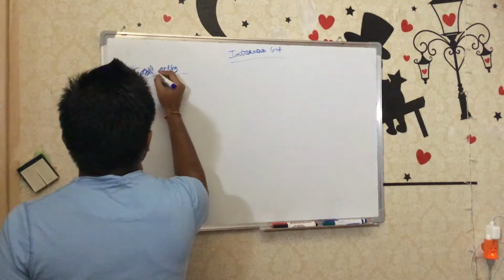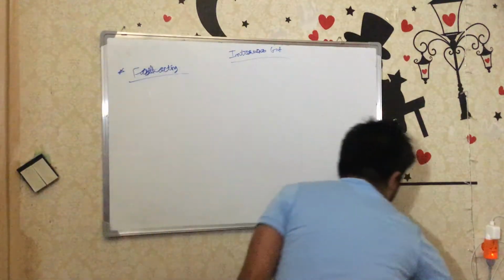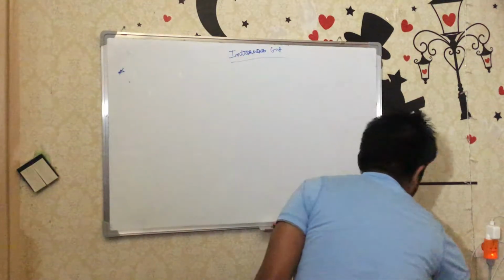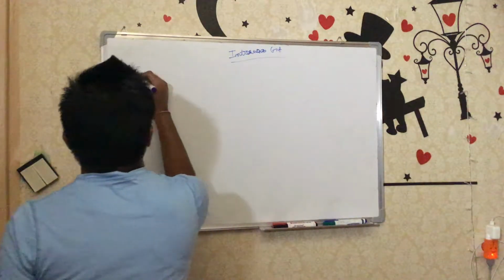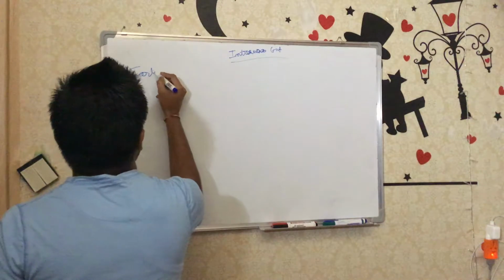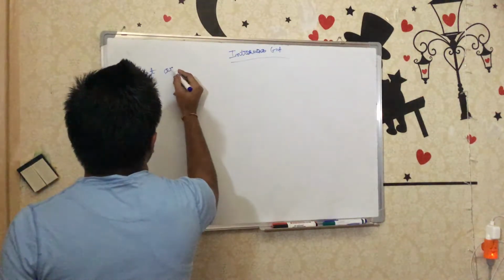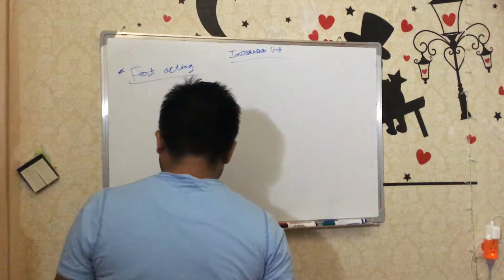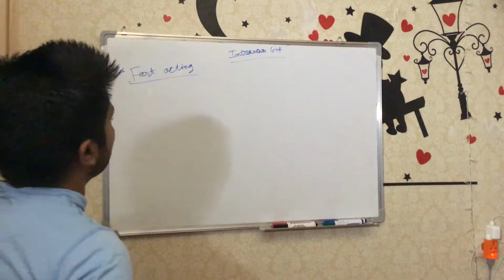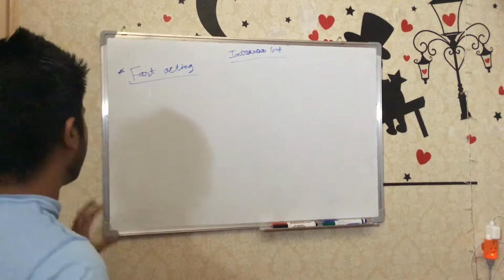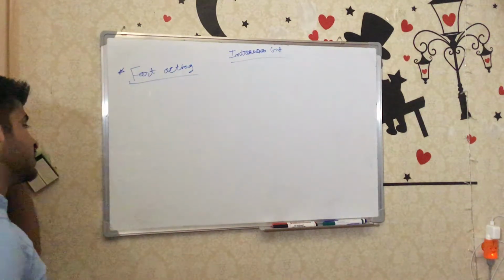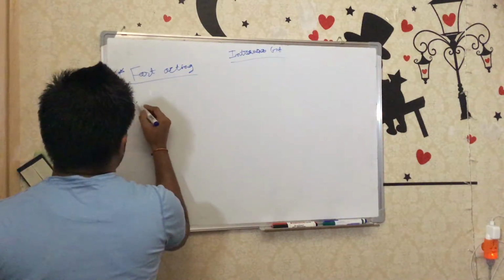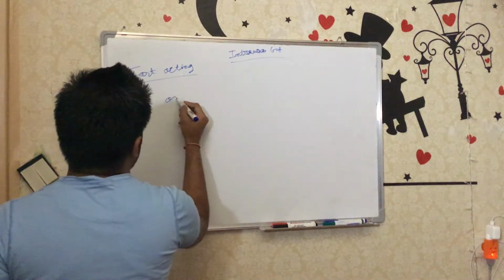In fast acting, we have thiopentone sodium, methohexitone sodium, propofol, and etomidate. Actually, these drugs all have bad analgesic property, but good anesthetic properties and very weak muscle relaxant. So, good anesthetic properties.